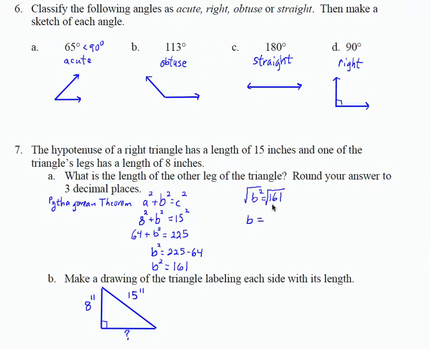If I use my calculator to find the square root of 161 and round that to 3 decimals, I get 12.689. Our units are inches. So let's go down here to fill in the triangle diagram with 12.689 inches.